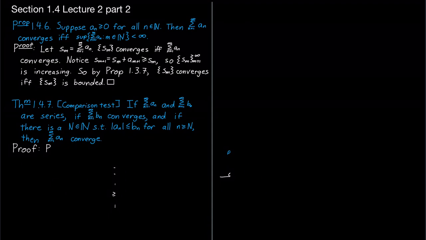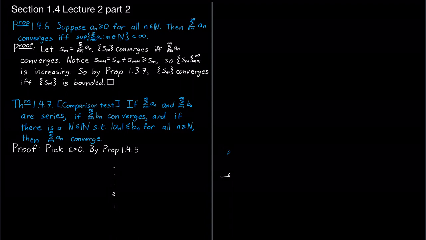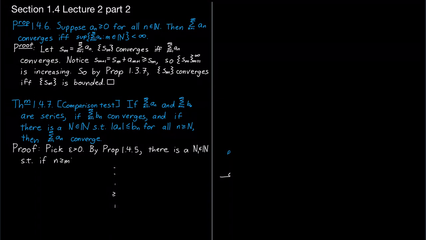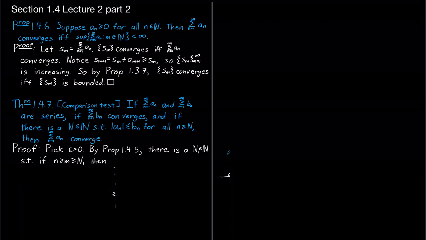So we direct the reader to choose a positive number epsilon, and then by our previous Proposition 1.4.5, there is a natural number n, let's call this n1, such that if little n is bigger than little m is bigger than n1, then this partial sum from k equals little m up to little n of bk is less than epsilon.